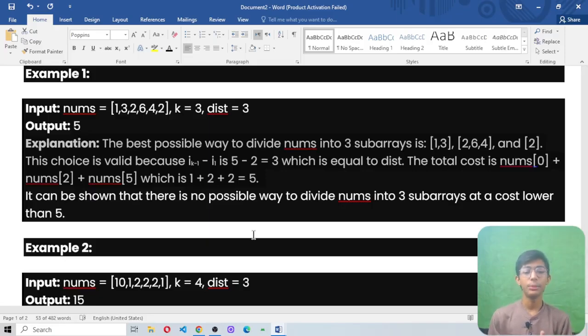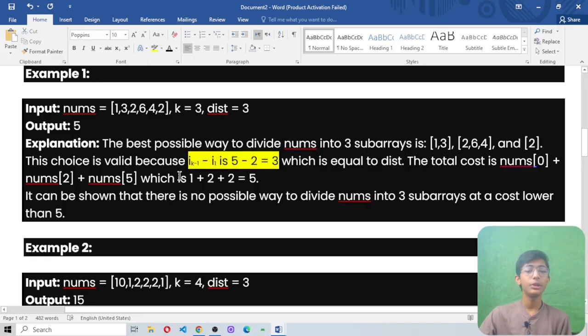This choice is valid because of this formula. If you see this formula, it is equal to the dist integer. The total cost is nums[0] plus nums[2] plus nums[5], which is 1 plus 2 plus 2 equals 5. It can be shown that there is no possible way to divide nums into 3 subarrays at a cost lower than 5.